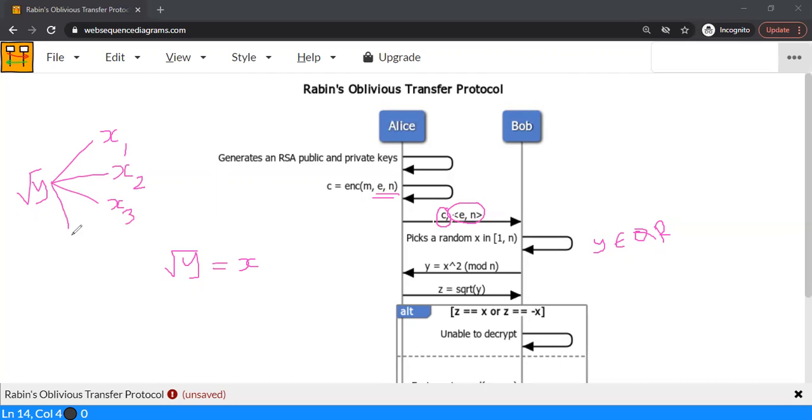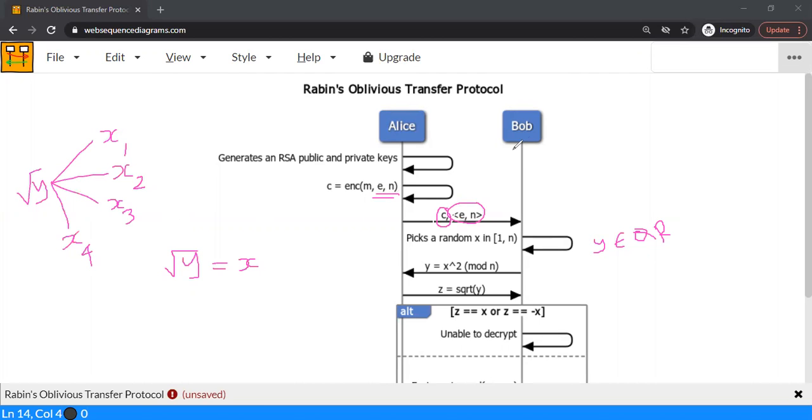Out of these 4 square roots, she's only going to send one of those square roots, right? Let's call the square root Z. We don't know whether Z is X1, X2, X3, X4. Let's call it Z. She sends that to Bob. What Bob is going to do is check whether the incoming square root is equal to X or minus X. If it is X or minus X, it's useless for Bob because he can't factor N.